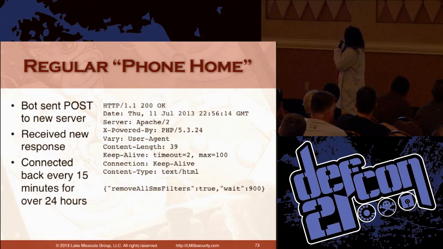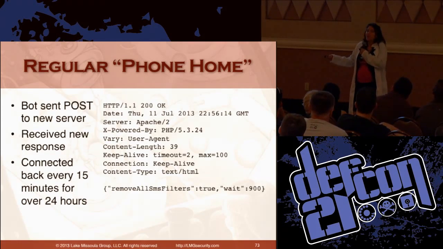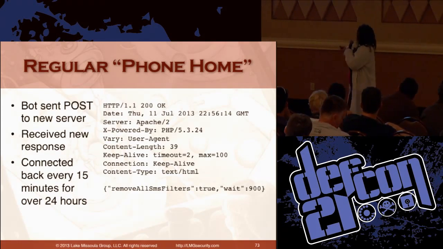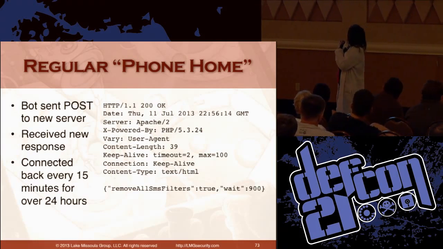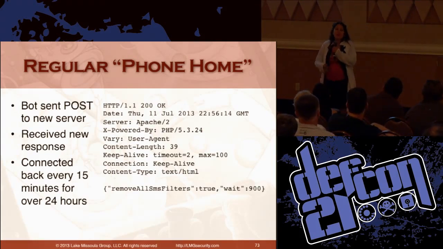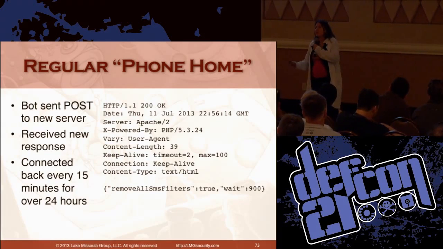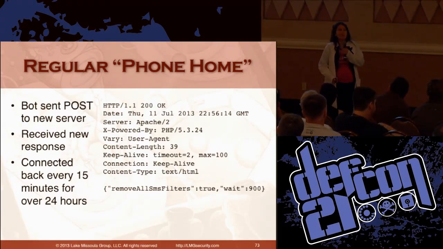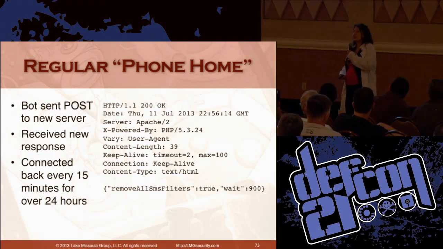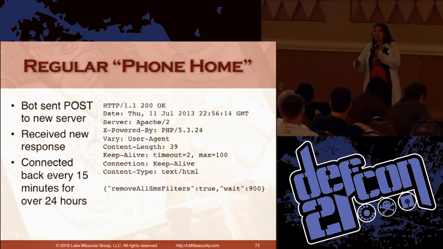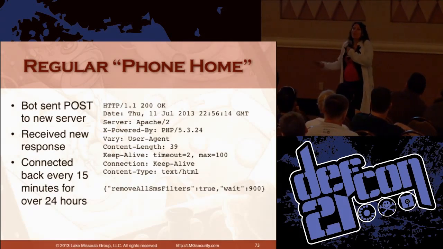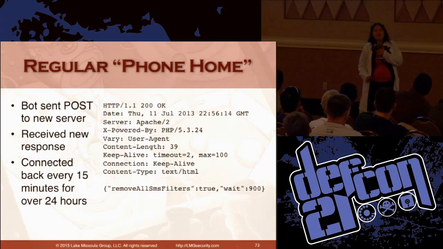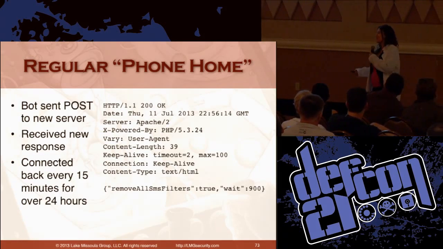So the bot sent a post to the new server then, over in the Netherlands, and it received a new response. This time that second server said, remove all SMS filters true, wait 900. So instead of telling it wait 60 seconds, the new server said wait 900 seconds, every 15 minutes. This would still be pretty easy to see if you were watching your traffic in an enterprise. Every 15 minutes is still pretty noisy on the network, but the attacker could tell it wait a month, and it wouldn't phone back for a month, and that would be a lot harder to detect.